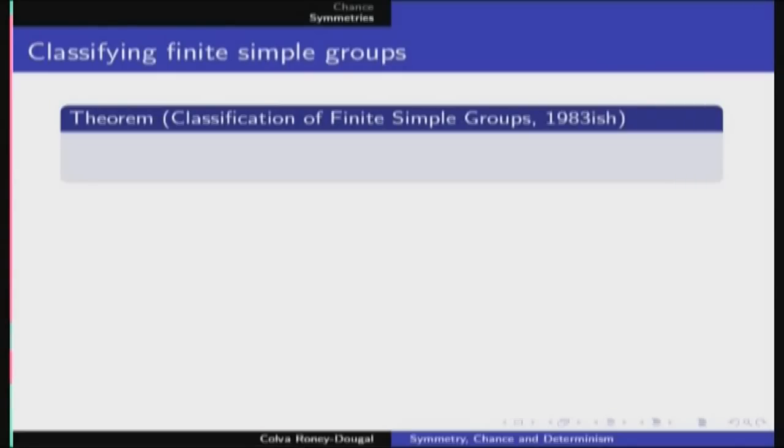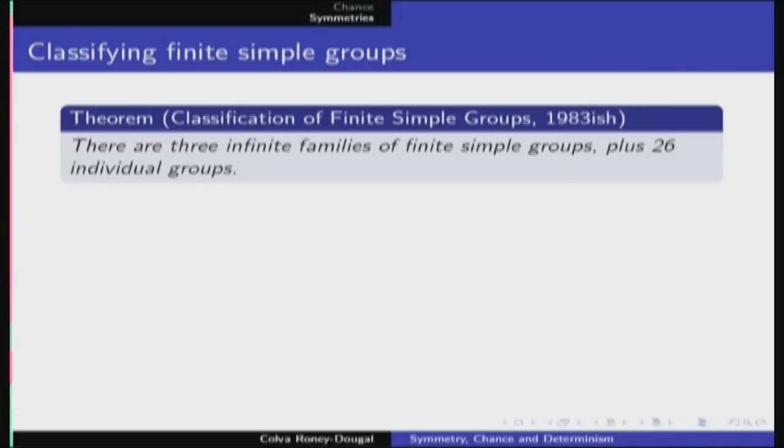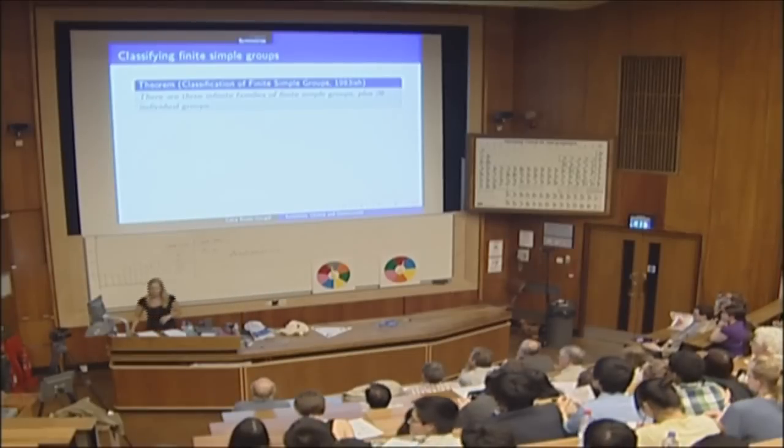Amazingly, this was doable. Absolutely astonishing. The theorem says that there's 3 infinite families of finite simple groups, just 3, and then 26 leftovers. Just 26 groups that don't fit into any infinite family. It's amazing that the universe was this well behaved.